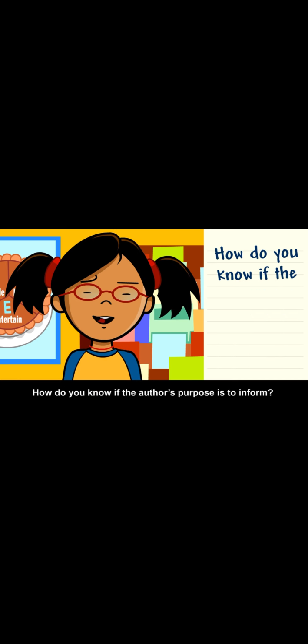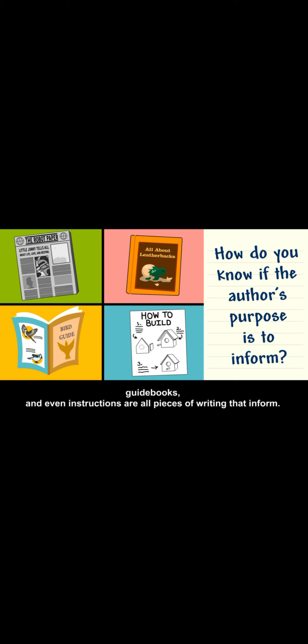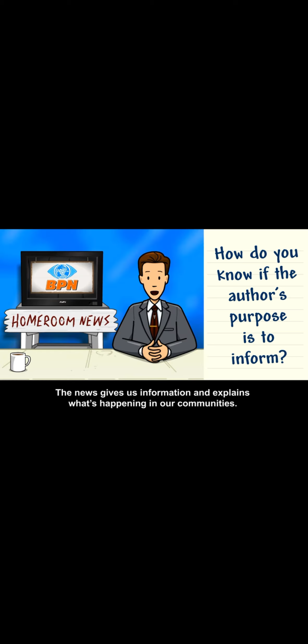How do you know if the author's purpose is to inform? When you inform, you give information. An author's purpose might be to inform and share facts that you can understand and learn. Newspaper articles, textbooks, guidebooks, and even instructions are all pieces of writing that inform. The news gives us information and explains what's happening in our communities. This book shares facts about vampire bats.